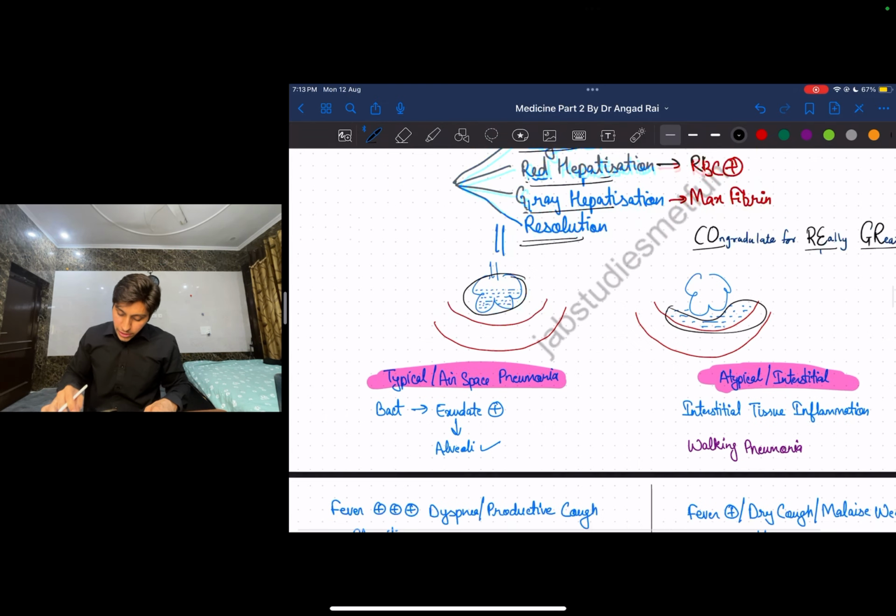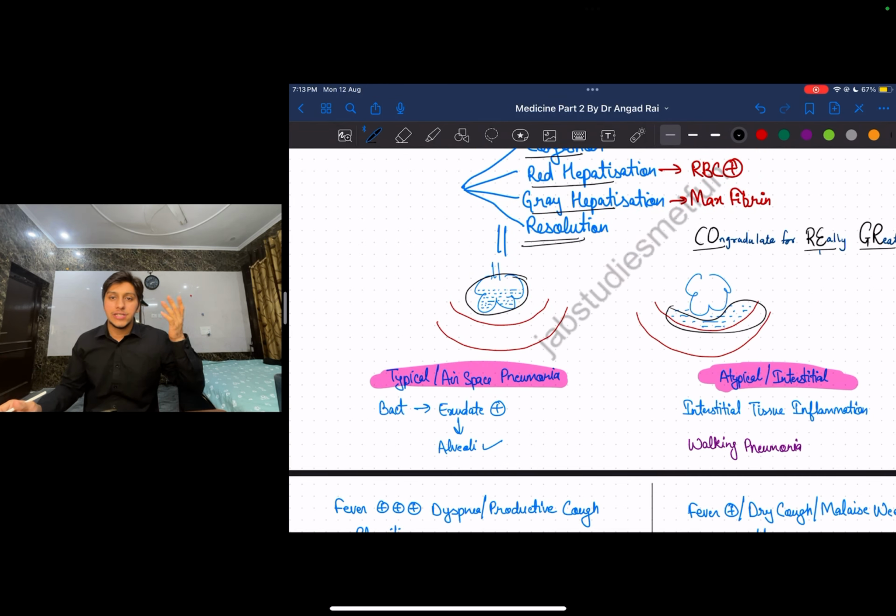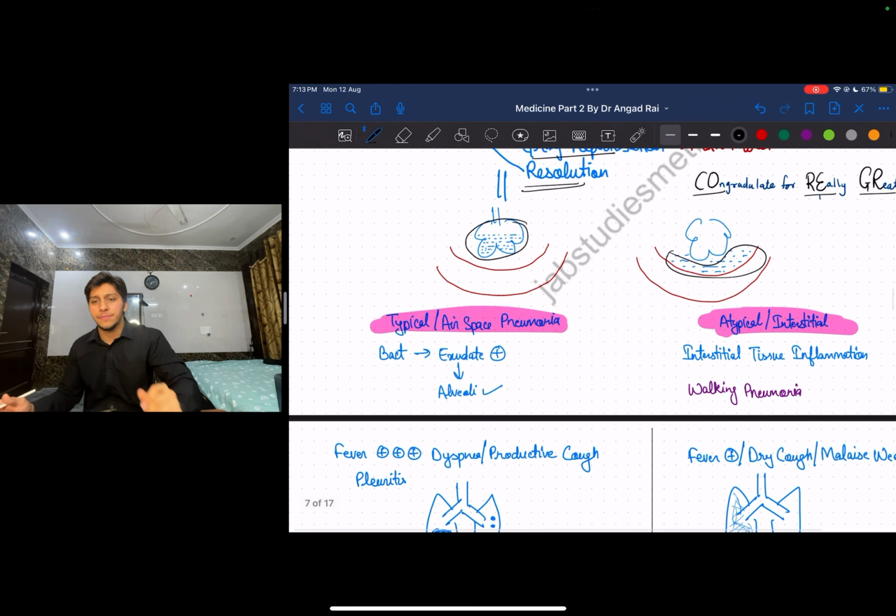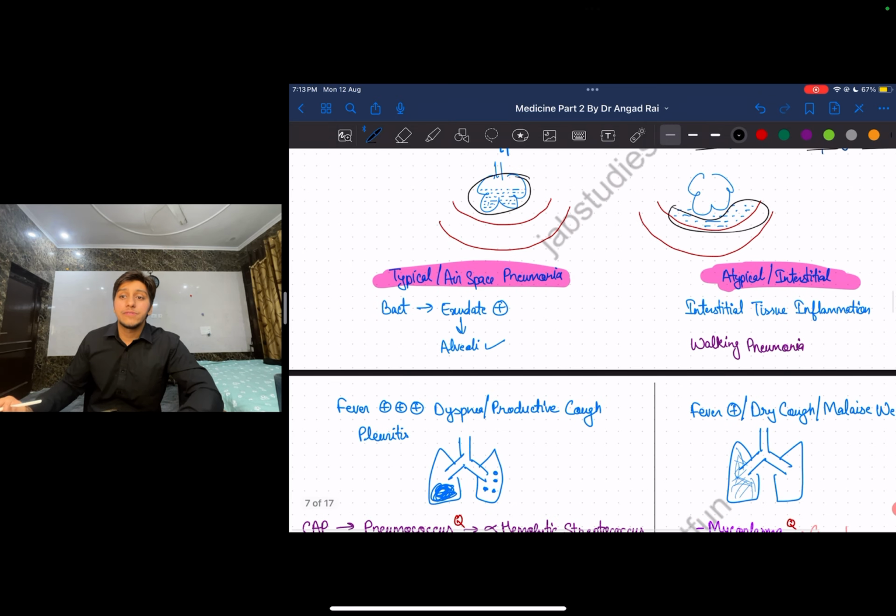Okay, let's discuss typical pneumonia, and side by side we'll talk about atypical pneumonia. So you'll have bacteria. This bacteria will start putting out exudate. Exudate basically means inflammatory markers. And then you'll hear crepitations, you'll have crackles.